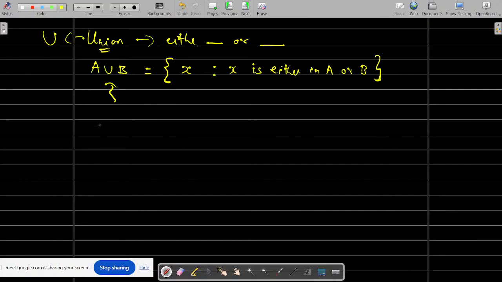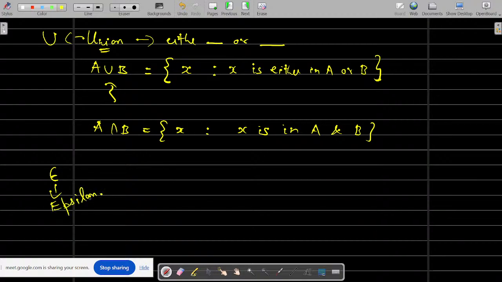Can you just imagine for intersection? Set of all X such that X is in A and B. Remember, intersection is "and". See, we use a symbol for representing an element. The symbol is what you call epsilon. How do we call the symbol? Epsilon. We read it as "belongs to". So when I say A, E, I, O, U, and I represent this as capital A, I say that A, small a, belongs to capital A, which means it's a member, it's an element present. Is B present in A?